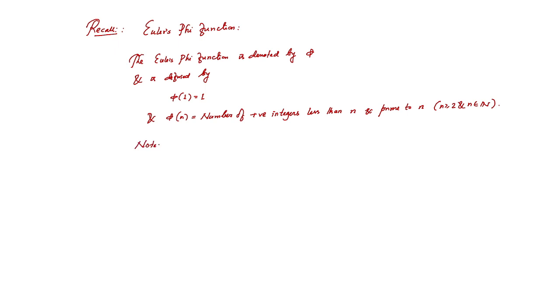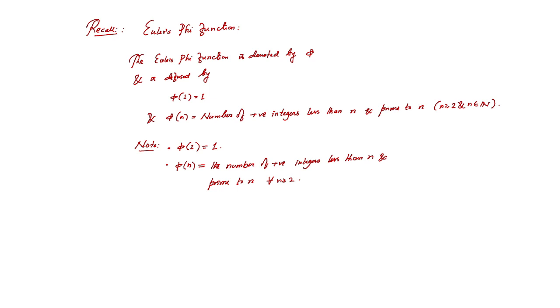So here, an important note: what will be phi of 1? This is basically 1. And second note, phi of n will be the number of positive integers less than n and prime to n, for all n greater than or equal to 2.